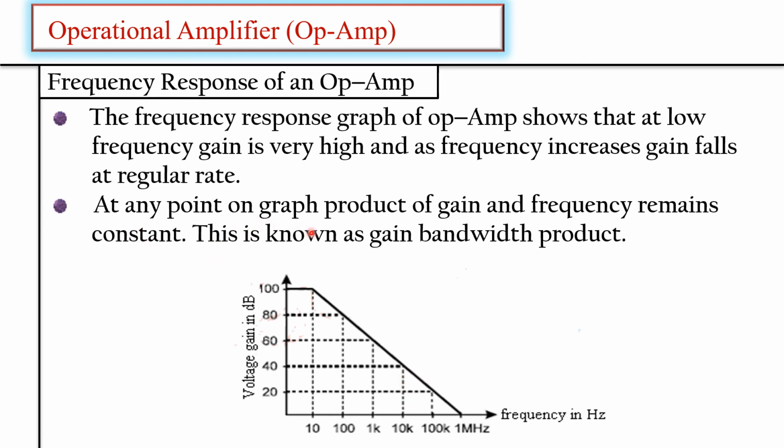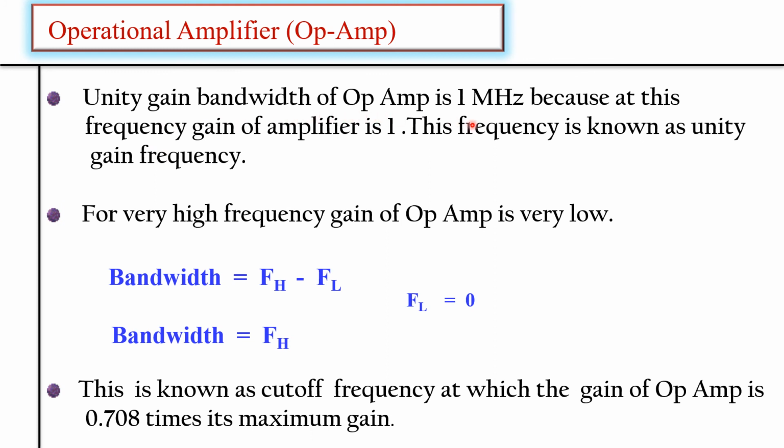At any point on the graph, the product of the gain and frequency remains constant. This is known as the gain bandwidth product. The unity gain bandwidth of the op-amp is 1 megahertz, because at this frequency the gain of the amplifier is 1. This frequency is known as the unity gain frequency. For high frequencies, the gain of the op-amp is low, as we have seen, because of the capacitor.